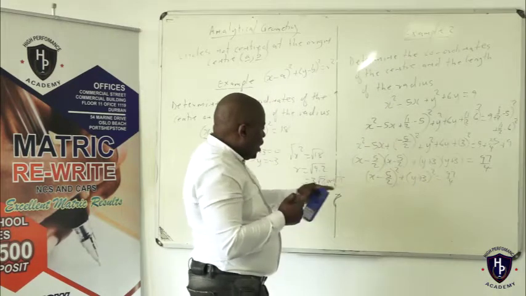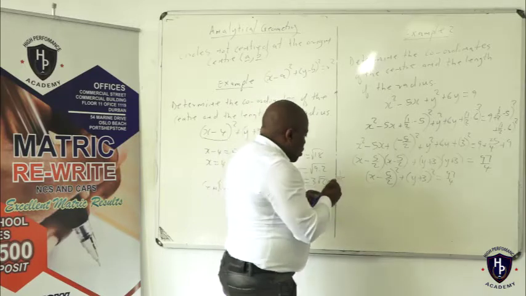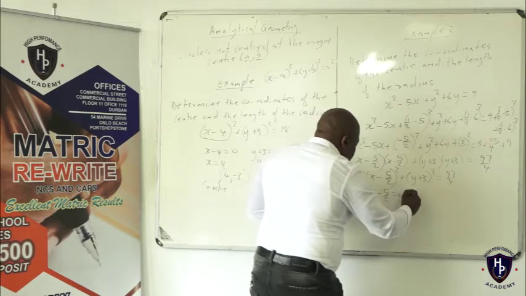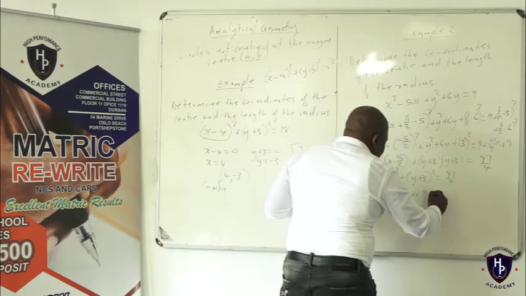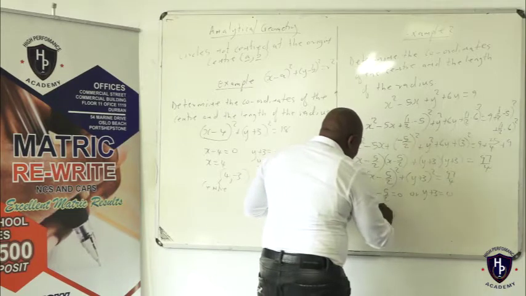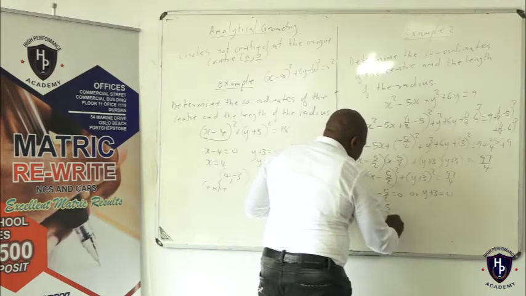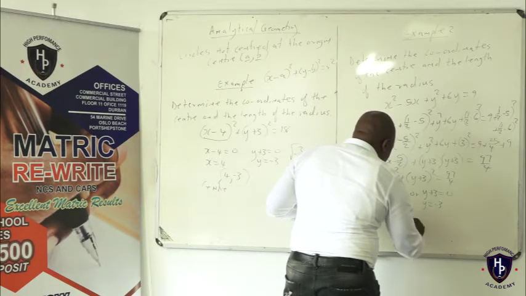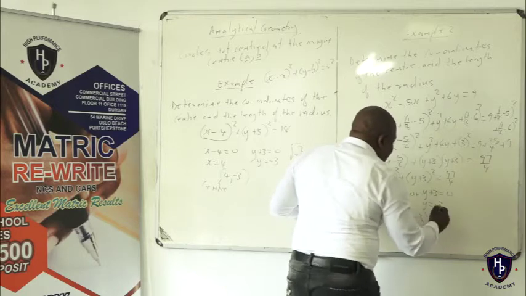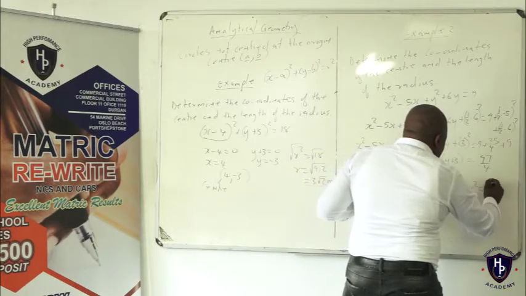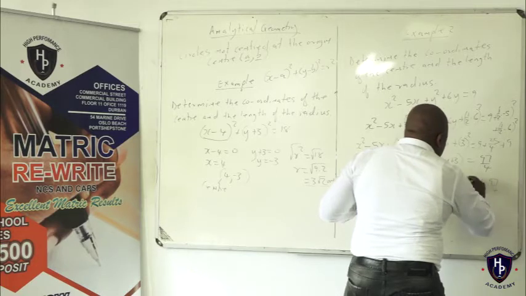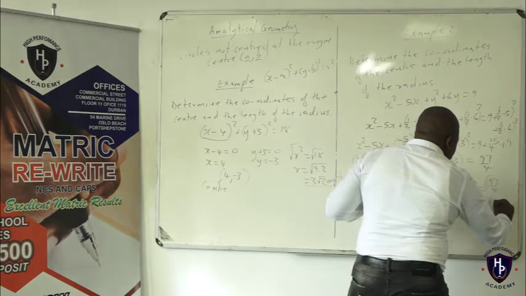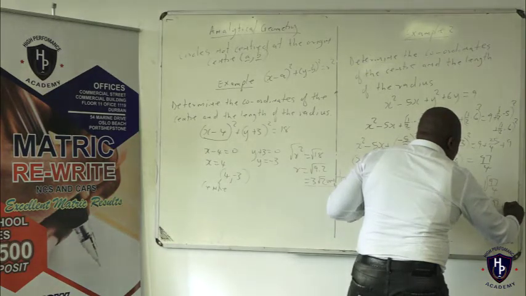Now, let's equate this to 0. So we're going to say x minus 5 over 2 equal to 0, or y plus 3 equal to 0. So x equal to 5 over 2. y equal to minus 3. The coordinate is going to be (5 over 2, minus 3). Okay? Then r squared is equal to 97 over 4. You put square root on both sides. r equal to square root of 97 over 2 units.